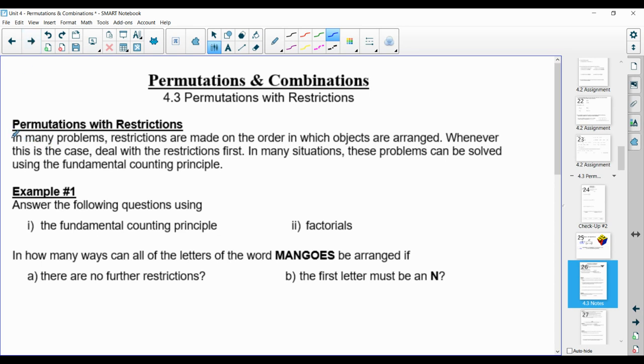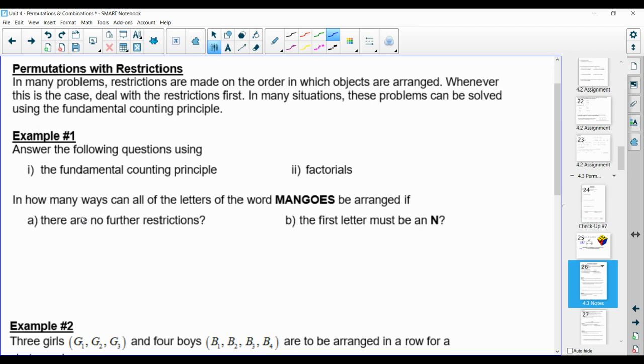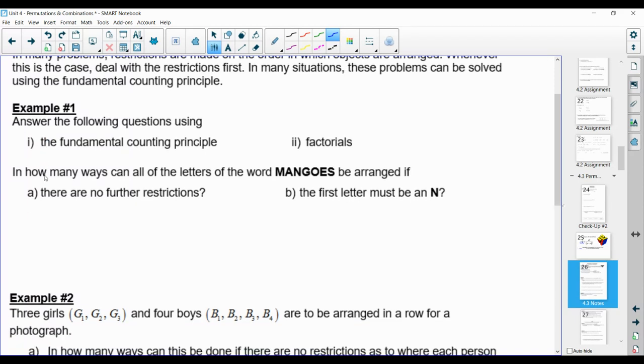So it says, in many problems, restrictions are made on the order in which objects can be arranged. And whenever this is the case, we deal with the restrictions first. So just the same as when we were doing fundamental counting principle. And then it says, in many situations, these problems can be solved using the fundamental counting principle. So as we go through these, there's going to be times where you see me use FCP or factorials or permutations. Again, it's important for you to know that in a lot of cases, we can use any of these methods. So example number 1, we're going to look at solving using both the fundamental counting principle and factorials.